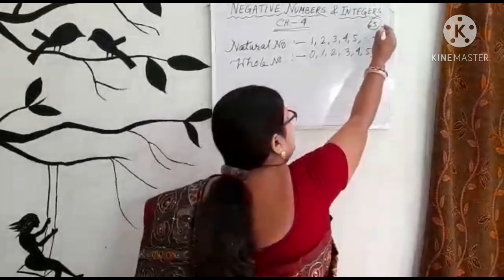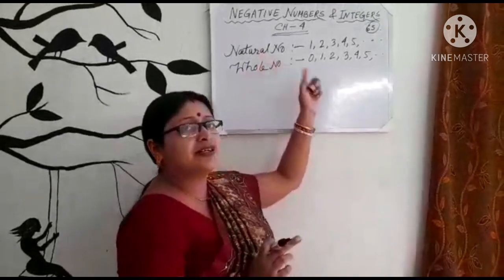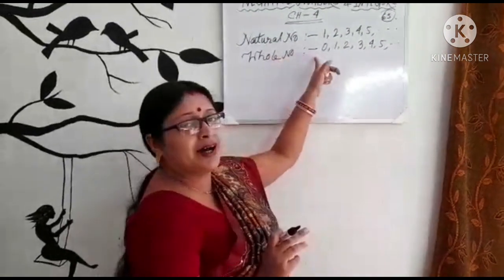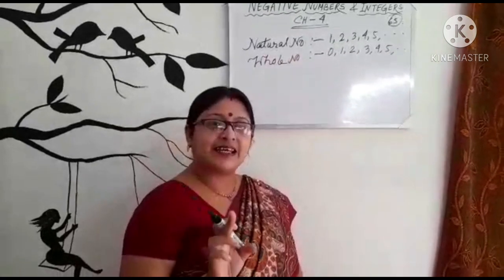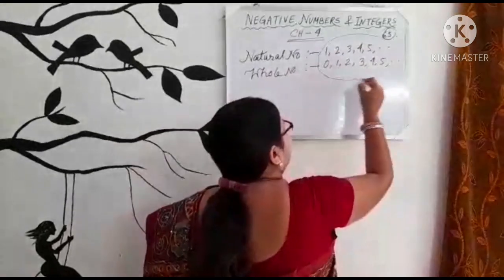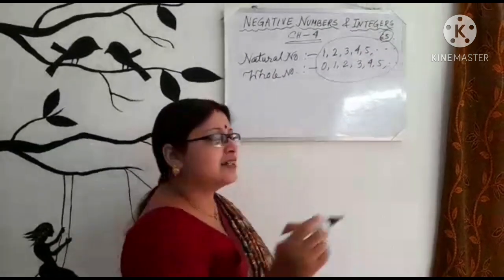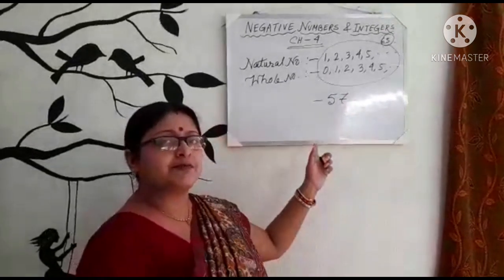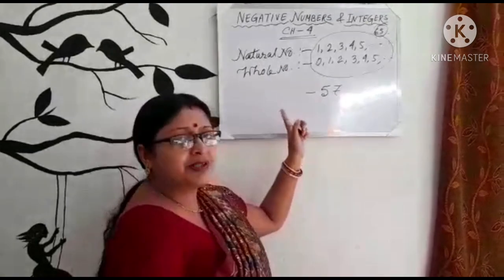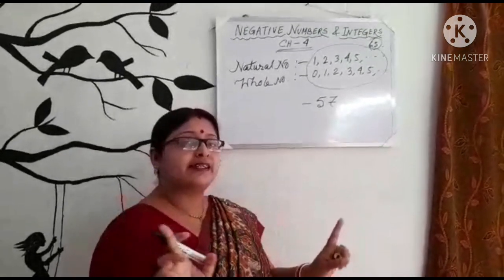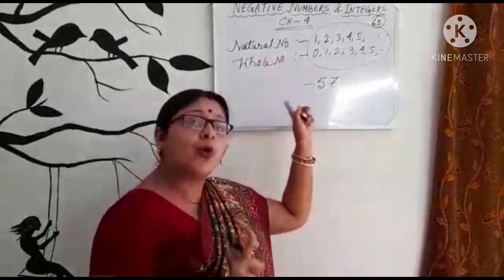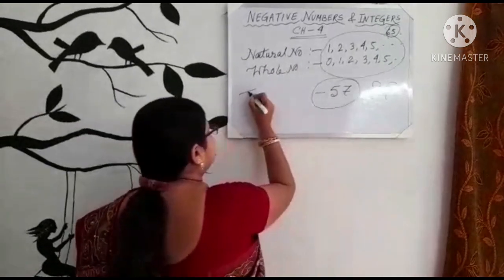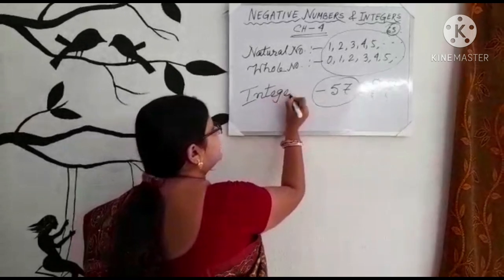That means 65 is a natural number as well as a whole number. But 0 is a whole number. It is not a natural number. Clear? So, all these numbers are positive numbers. Clear? Suppose that minus 57. Now, you tell me, is it a natural number or a whole number? No, it is not a natural number or a whole number. So, what is this? It is an integer. Clear? It is an integer.